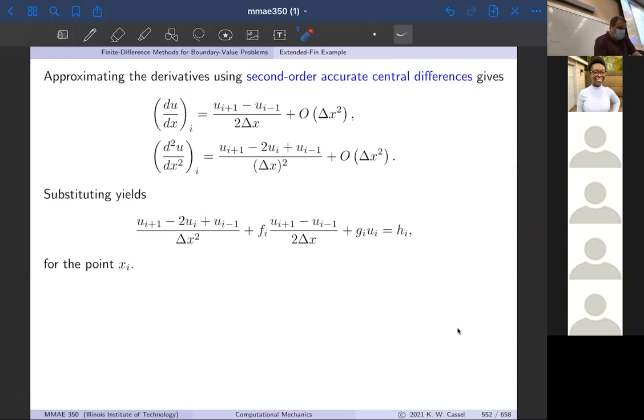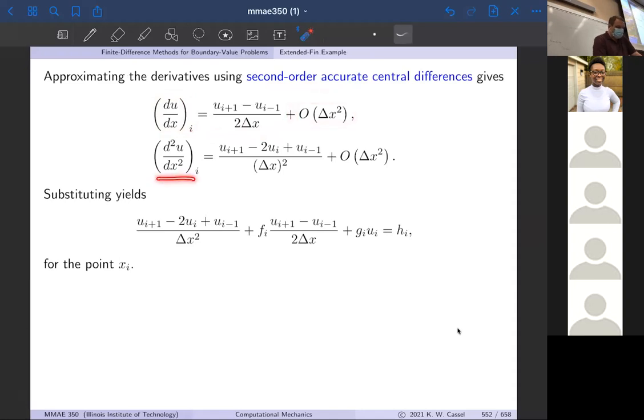For the first derivative, du dx, we're going to use a second order accurate central difference approximation. That's u i plus 1 minus u i minus 1 over 2 delta x. We derived that last time using Taylor series. We don't actually include this order delta x squared term. I just have it there to remind us that it is indeed second order accurate, but we don't include it in the finite differencing process.